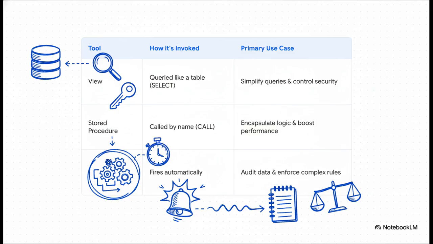Use a stored procedure when you want to bundle up business logic and boost performance. You call it directly by its name. And finally, you use a trigger to automatically react to data changes for things like auditing and complex rules. It just fires all on its own.